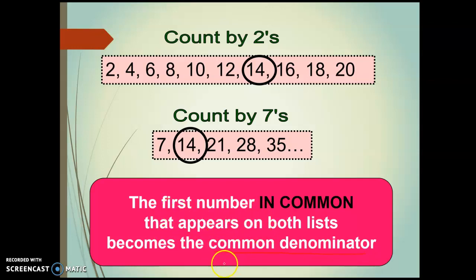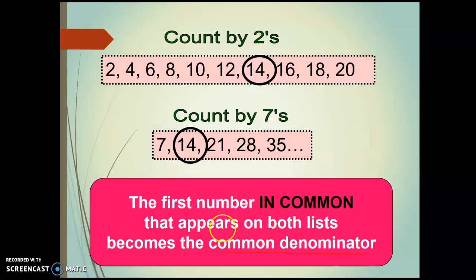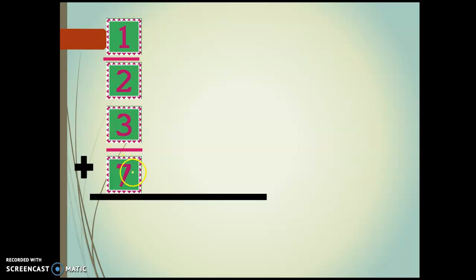Okay, what is a common denominator? A common denominator is the first number in common that appears on both lists. So it's 14 here. So after finding the common denominator, we write the fractions in a vertical manner. Okay, so it's 1/2 plus 3/7. And then we make them into equivalent fractions. By how? We make the denominators the same.